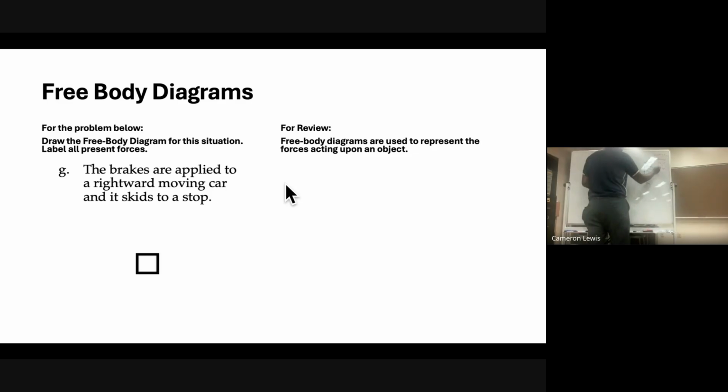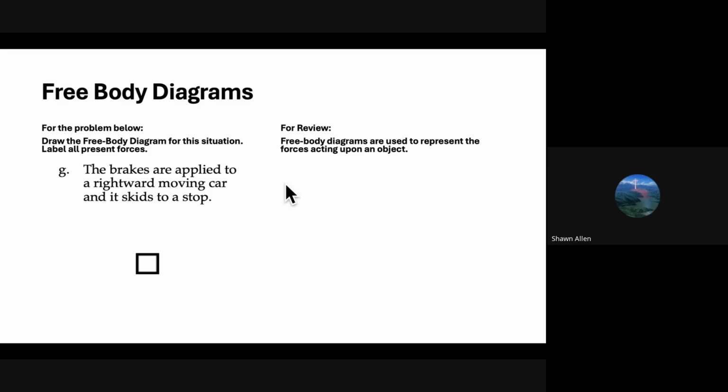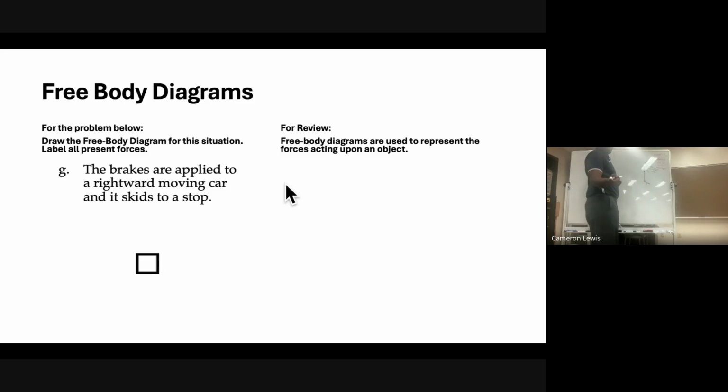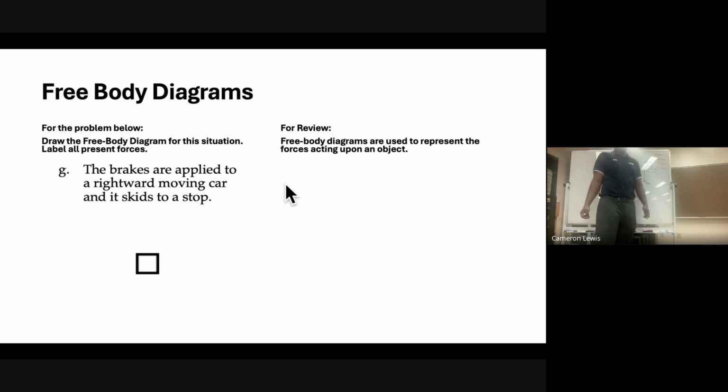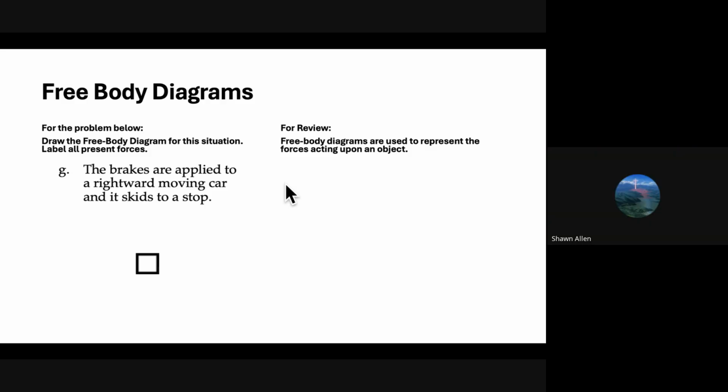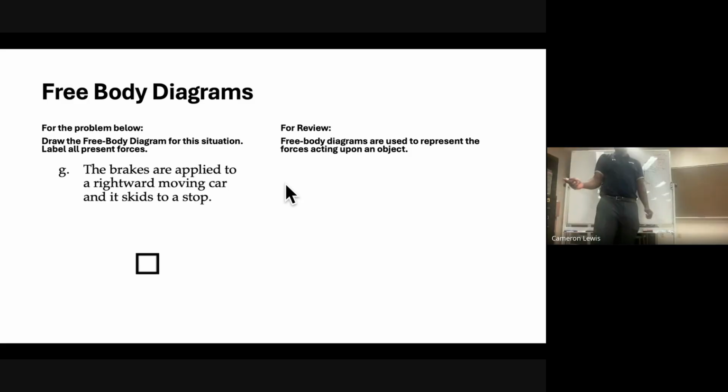Now, what does that look like on my free body diagram? The forces are unbalanced. Is it accelerating to the right? The brakes are applied to a rightward moving car. The car moves to the right, so if the brakes are applied until it skids to a stop, which direction is the acceleration? To the left. So the acceleration direction is to the left. Also, what direction is the force in?